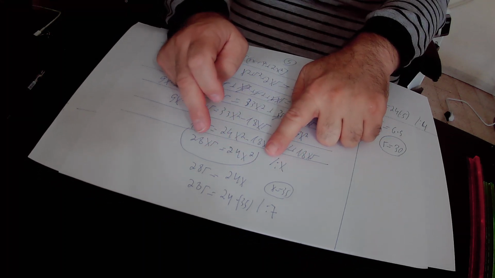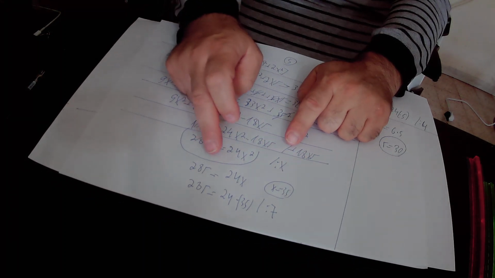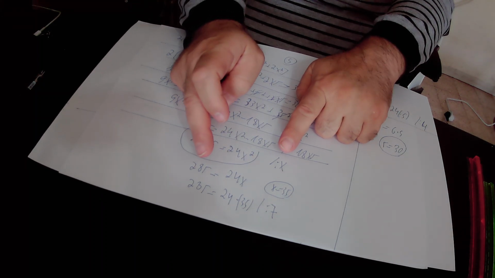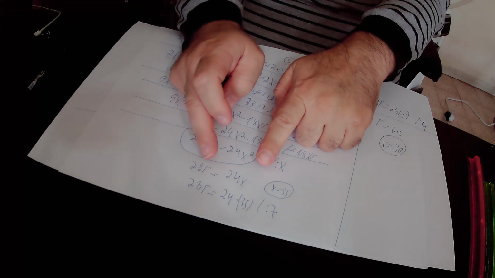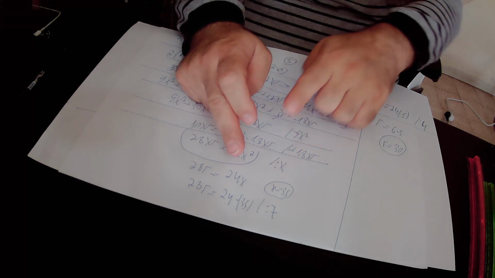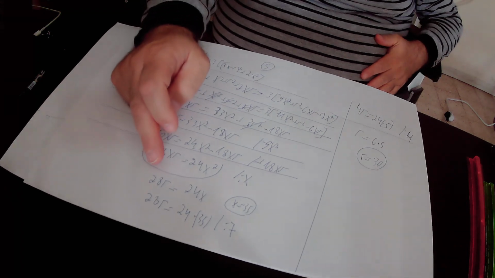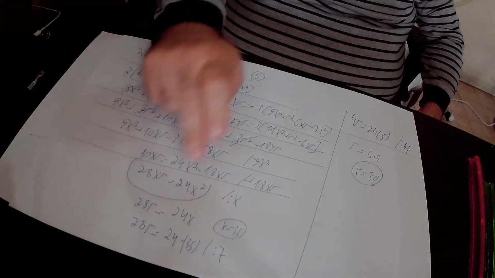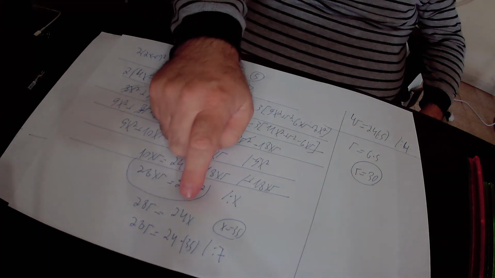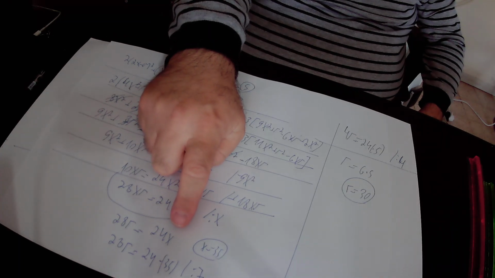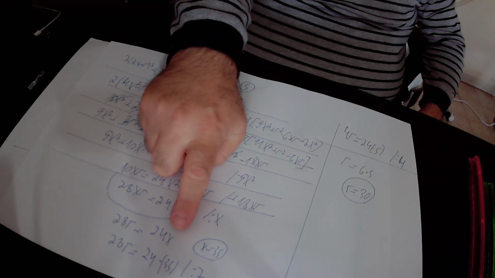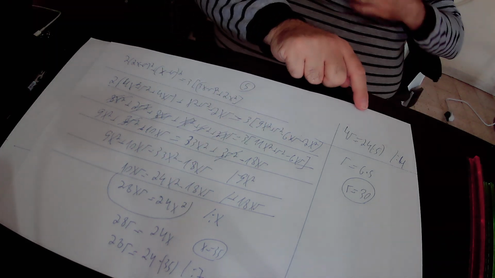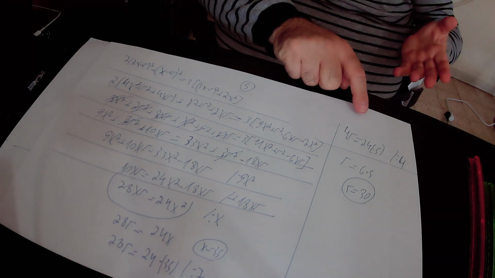Here we substitute x by 35 and we found that 28r equals 24x, but x is 35. So in conclusion, 28r equals 24 times 35. Here we divided this equation by 7 and found that 28 over 7 is 4. So in total, on this side of the equation we have 4r. On the other side we have 24 times 35 over 7. 35 over 7 is 5. So in total, on this side we have 24 times 5. In conclusion, 4r equals 24 times 5.